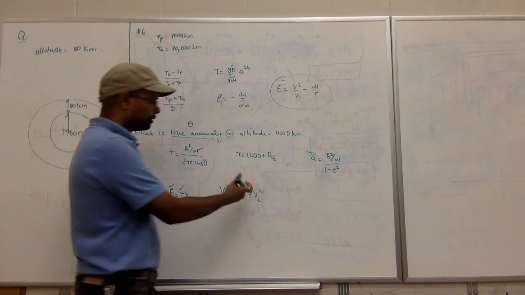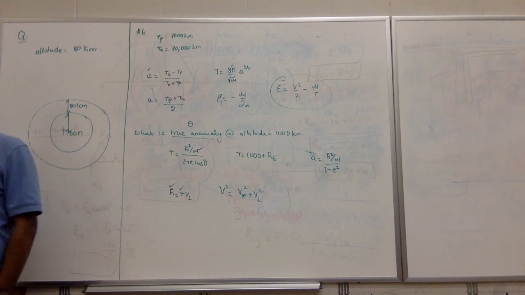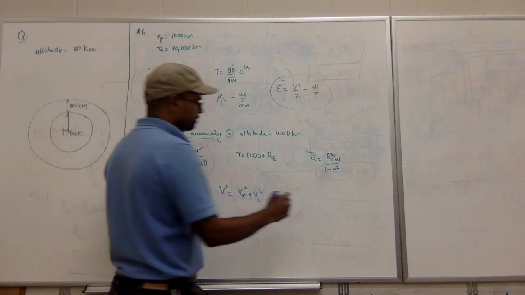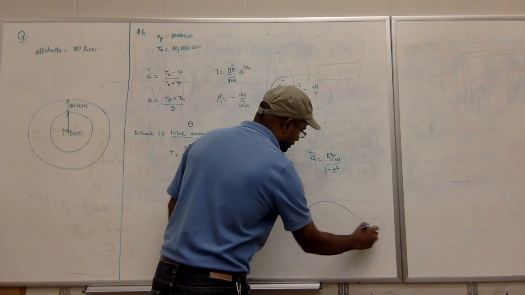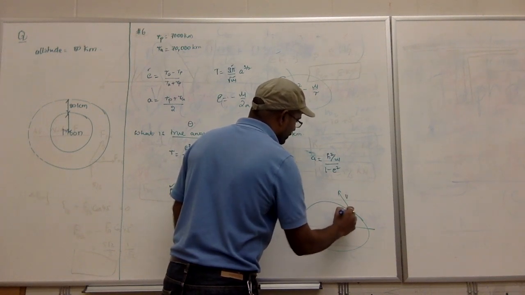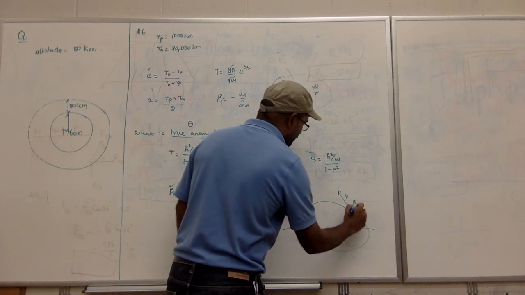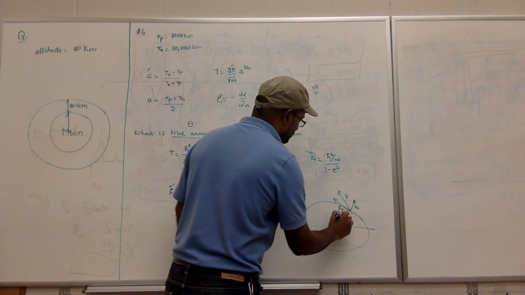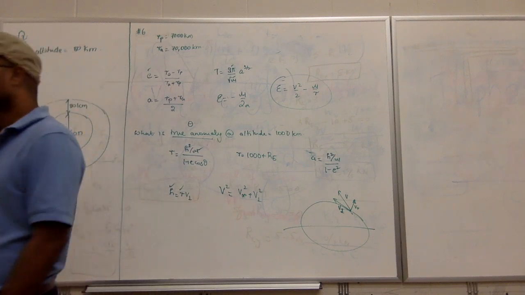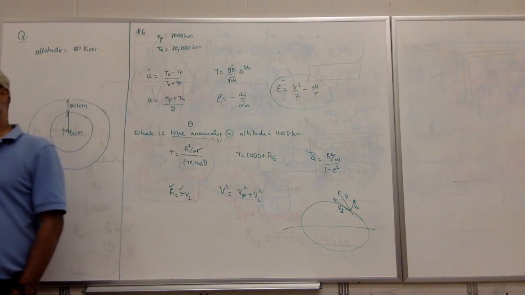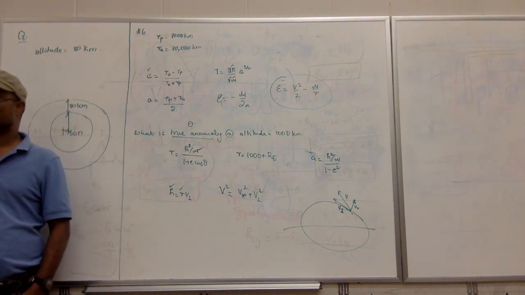You have done this several times. You see, if this is your orbit, okay? So V is this, right? VR is this. V perpendicular is this. So V squared is VR squared plus V perpendicular squared. You have done this several times.